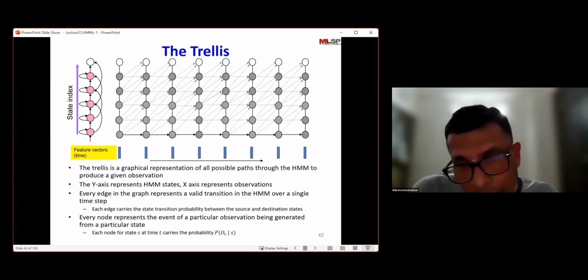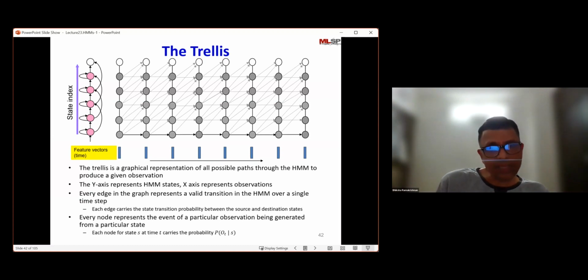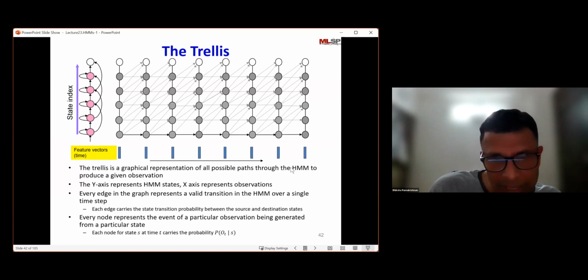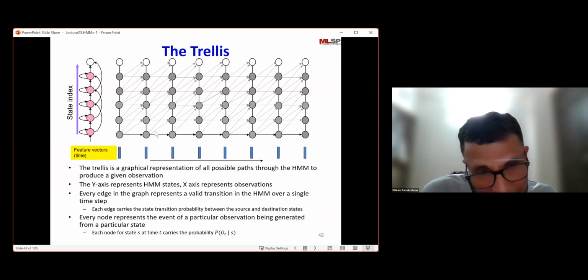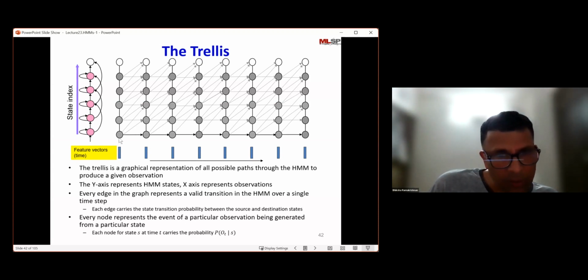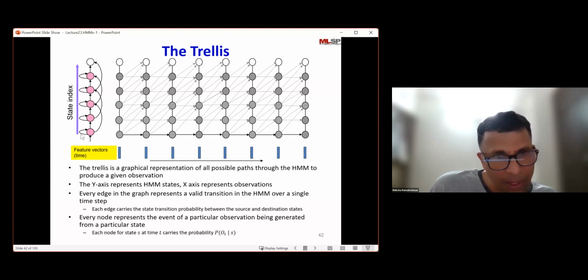And now I can draw arrows of this kind. And this arrow is what is called a trellis. It's a graphical representation of all possible paths through the HMM to produce a given observation. So here again, the vertical axis represents the states, the horizontal axis represents time. And so here, for example, you could be in state 1 at time 1. But from state 1, you can either continue in state 1 by following the self transition, or you can go to state 2 because it's possible to transit from state 1 to state 2.